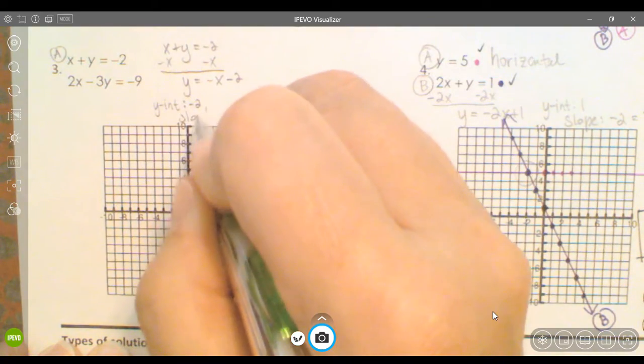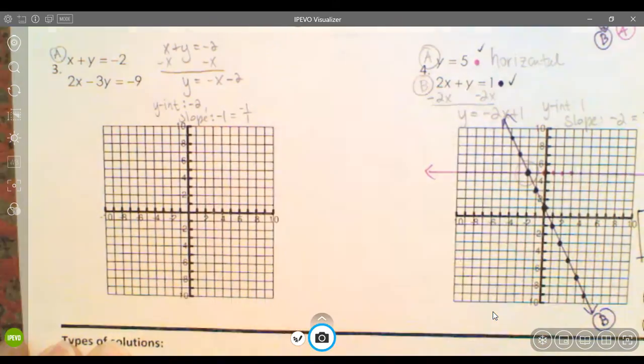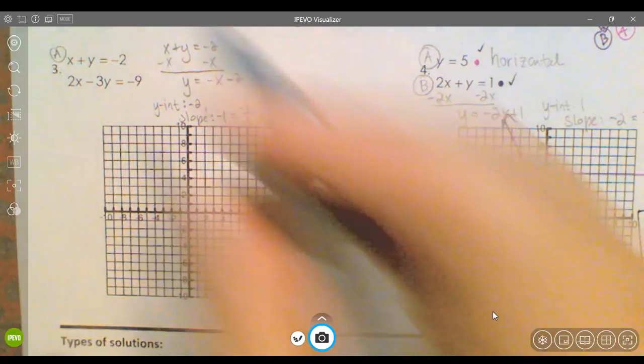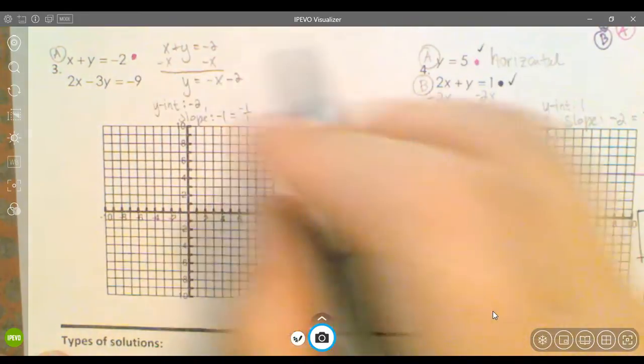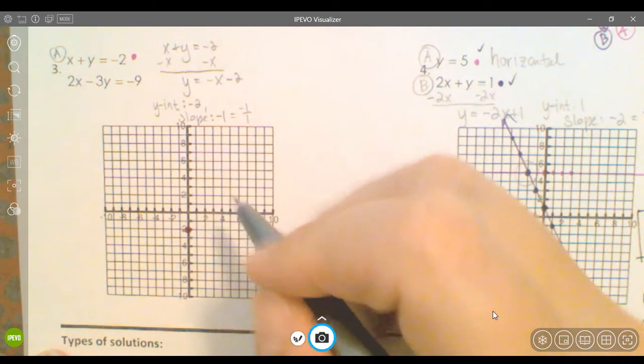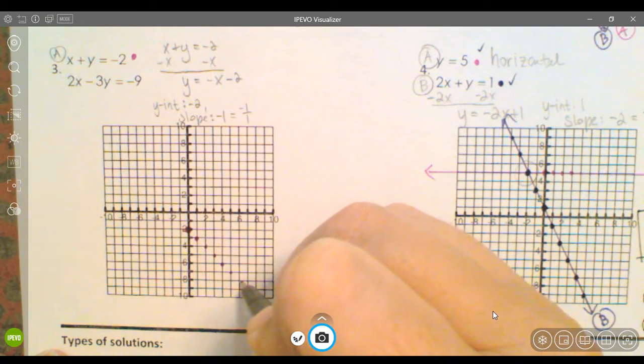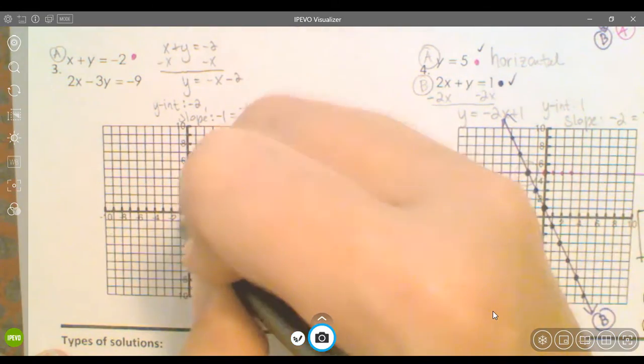My slope is -1, which is -1 over 1. All right, so let's check out this one. Again, I'll go pink. Okay, my y-intercept is -2. My slope is -1 divided by 1. So I'm going to plot these in.